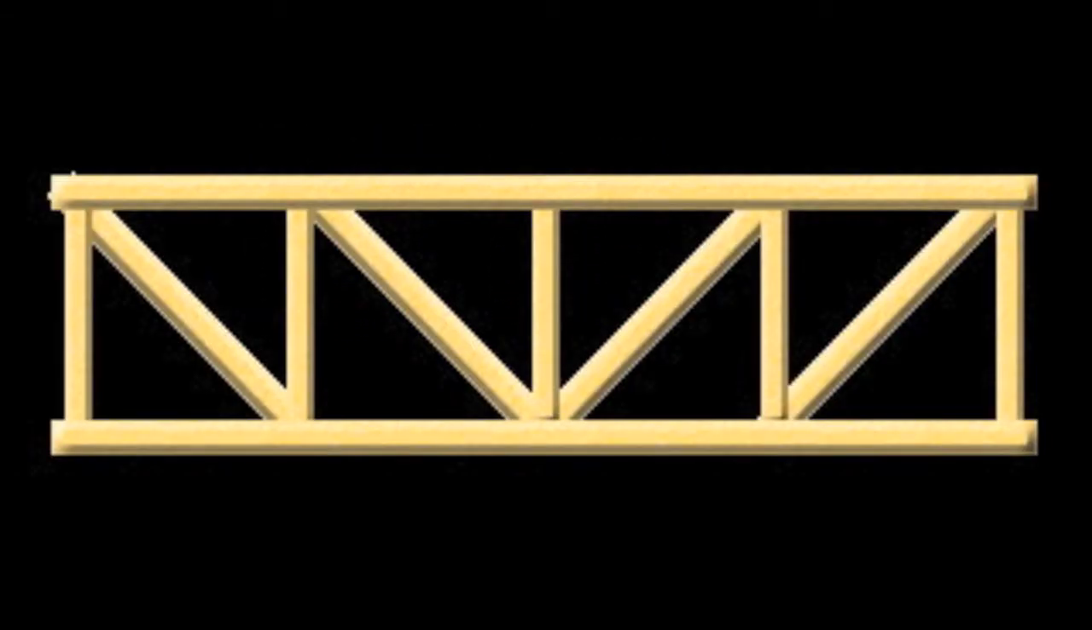The last truss that I'm going to cover is the Pratt truss. A Pratt truss is the opposite of a Howe truss, which consists of vertical and diagonal members that slope outward towards the edges of the bridge. The vertical members are in compression and the diagonal members are in tension.